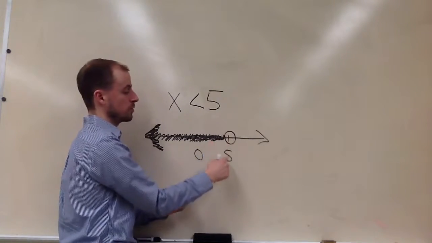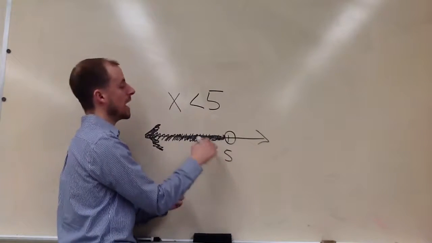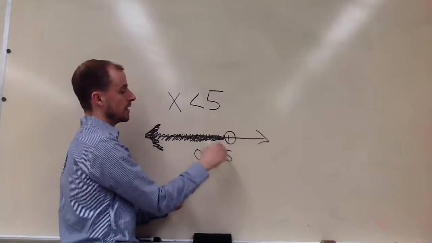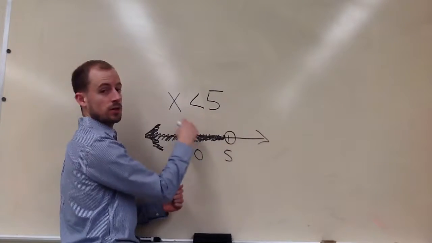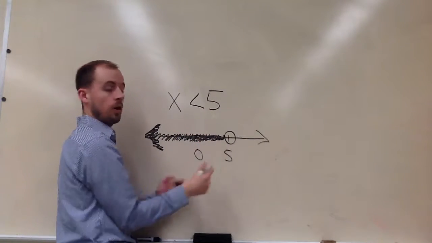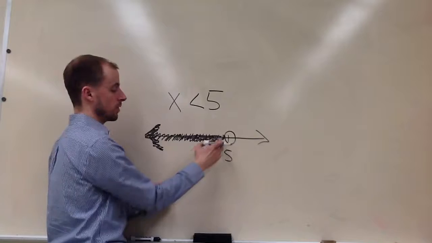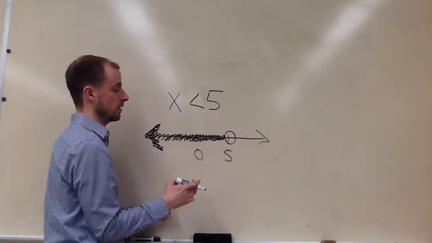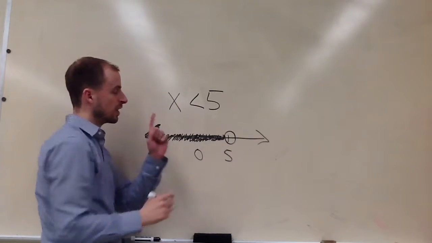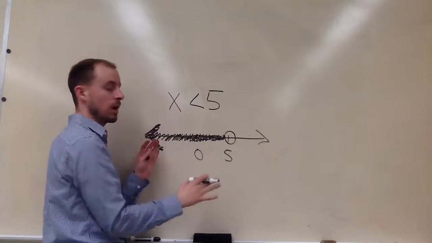Open circle means we don't include that point. And we're not including the point 5 because we don't want to represent 5 in our solution set. All of our solutions, all of our x values are only these values. All right?